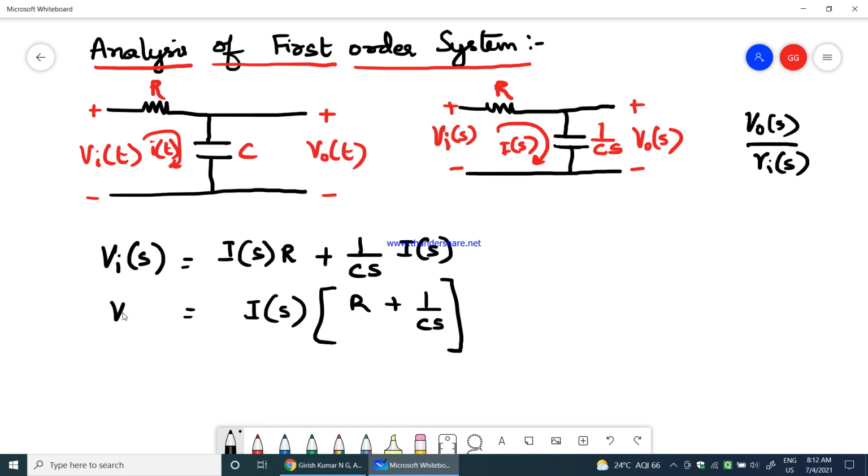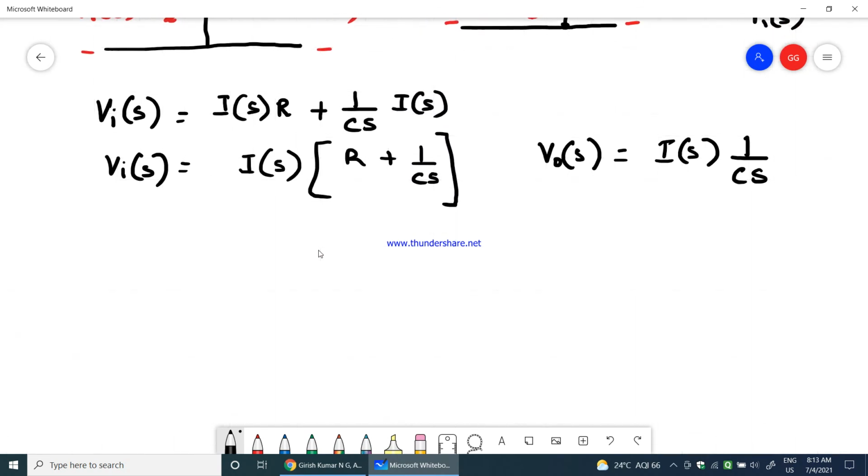Okay, this is V in of S. Now if I try to say what is V out of S, the voltage across the capacitor, I can say current multiplied by the impedance, which is I of S into 1 over Cs, is V out of S. Now what we do, I'll just take LCM and find out the final expression for this. So (RCS plus 1) by Cs is what?